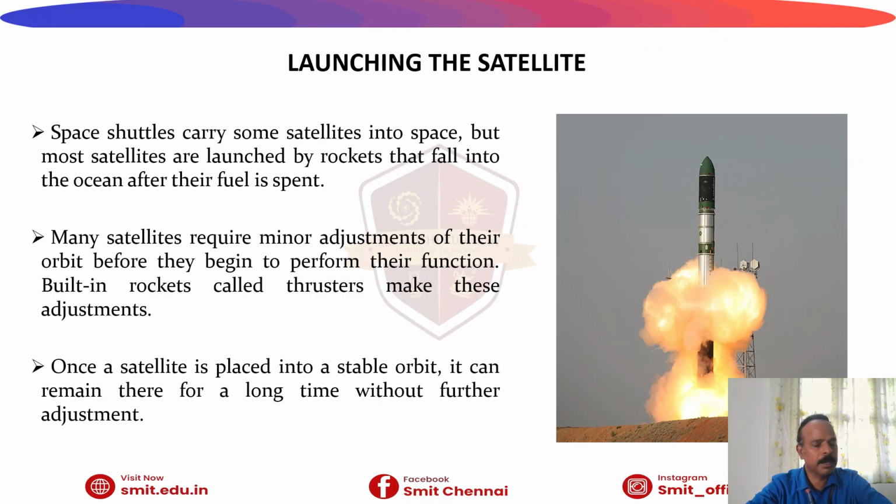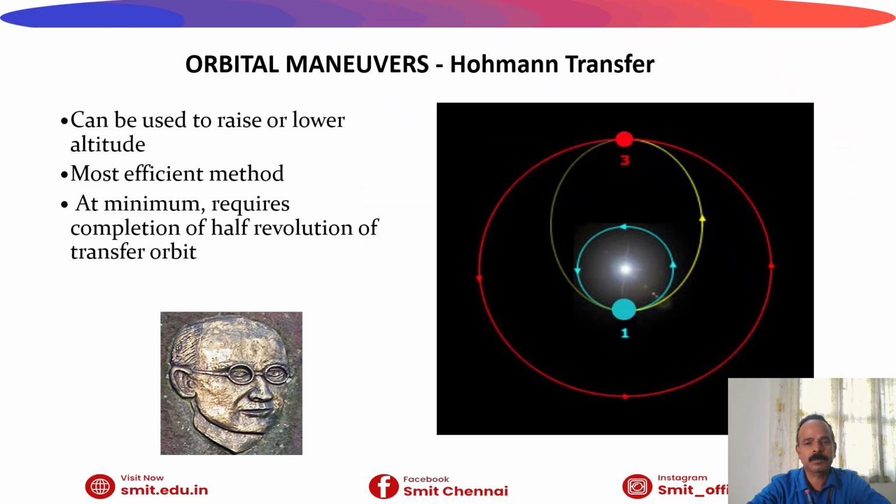Then coming on to the next stage, that is the launching of satellites. The satellites are launched into space using rockets or space shuttles. Most satellites are launched using rockets. After launch, the rockets carry satellites into orbit. Once the fuel is exhausted, the rocket stages fall back to Earth. Then the satellites may require orbital adjustment. This is done by means of small onboard rockets called thrusters. The thrusters help to position the satellite accurately. Once the satellite reaches the correct orbit, it can operate for many years.